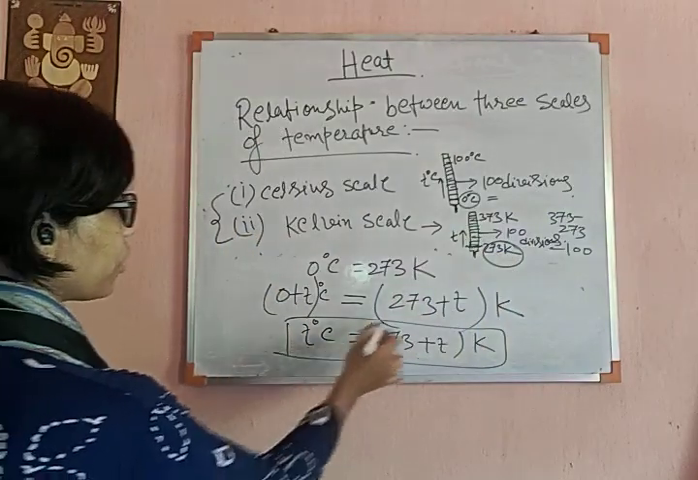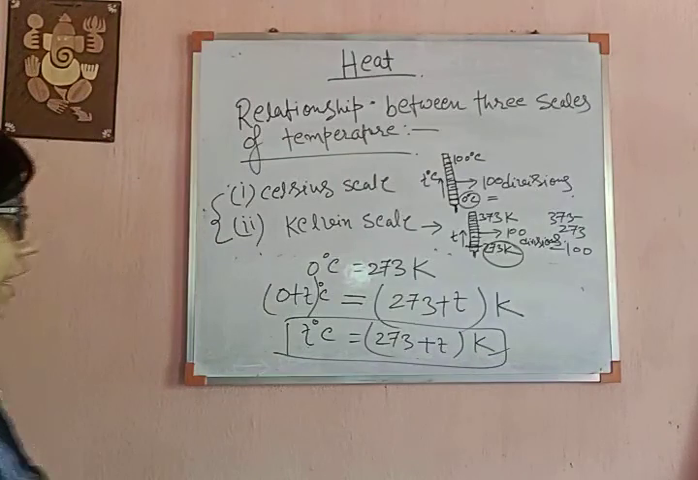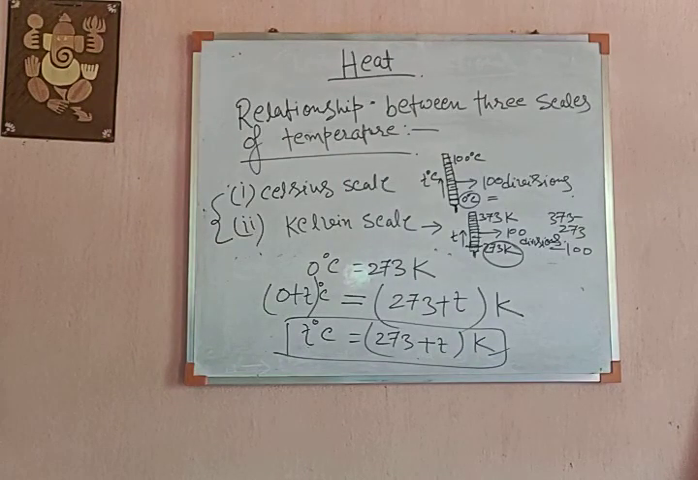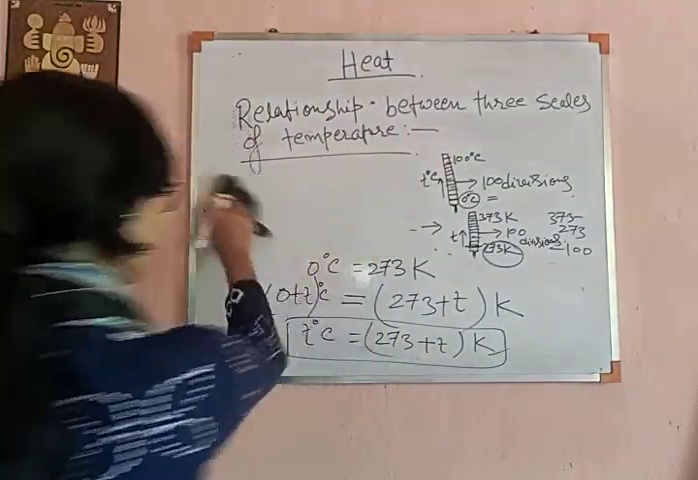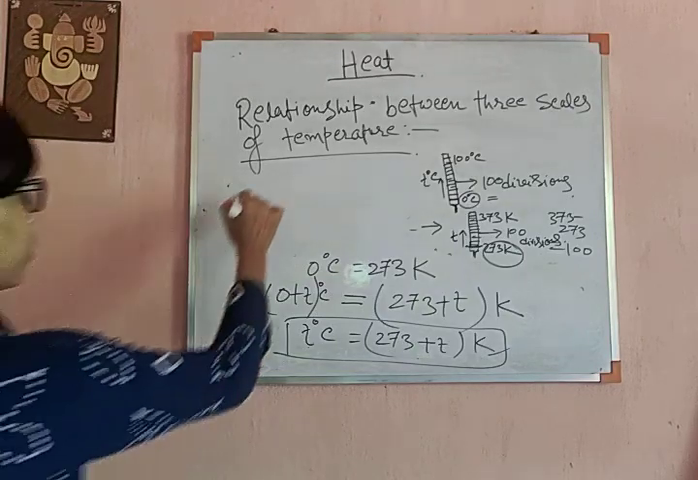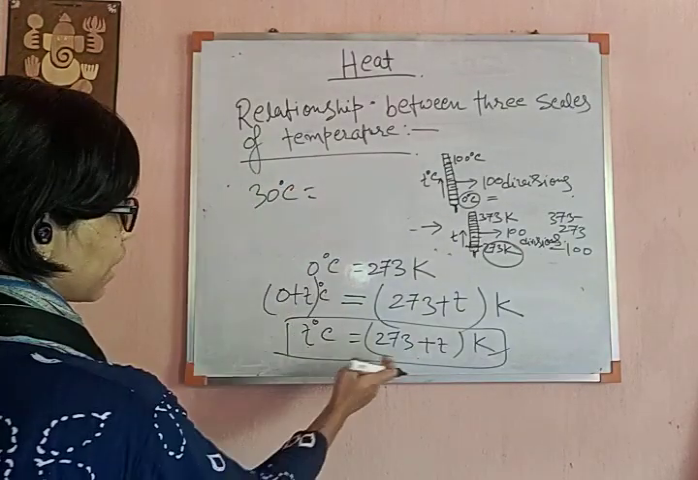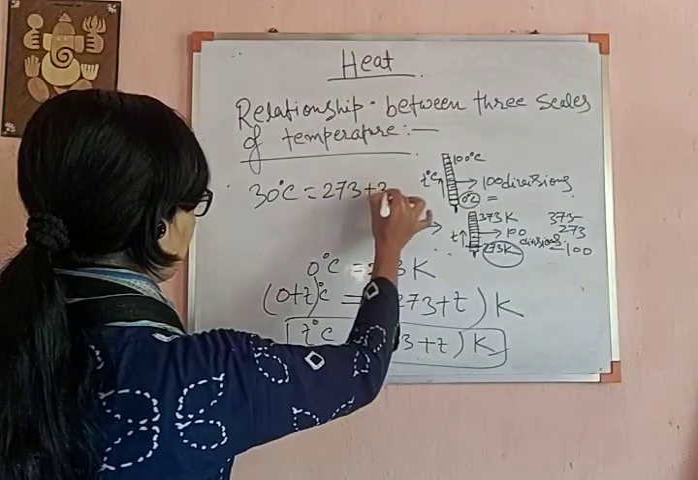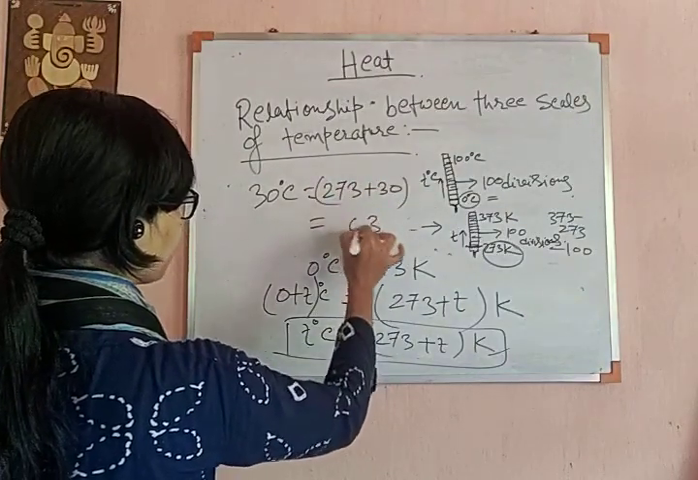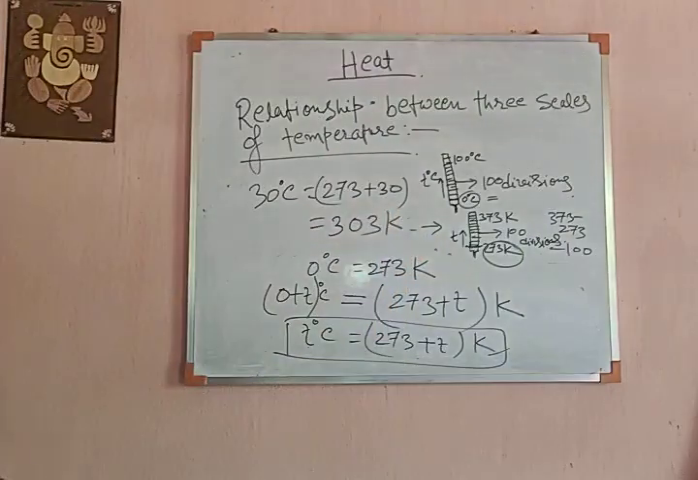So 0 plus T becomes T and 273 plus T becomes, it is in Kelvin. That means if suppose 30 degrees Celsius is given and you are trying to convert it into Kelvin scale, 30 degrees Celsius means 273 plus T, that means 273 plus 30. So 273 plus 30 and you will get 303 Kelvin. So if it is asked to convert 30 degrees Celsius to Kelvin scale, you will just add 273 to the degree Celsius temperature and you will get your answer. So this first relationship is done.